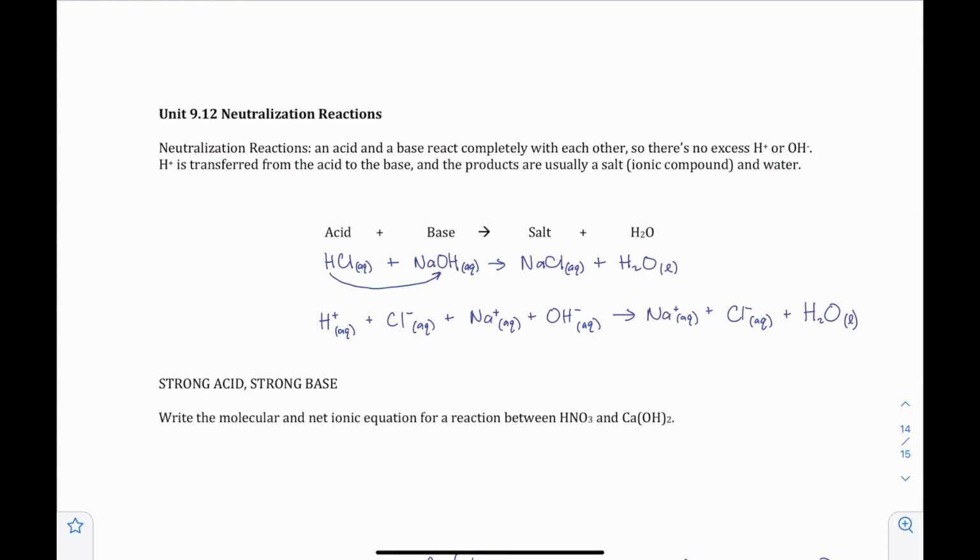Hydrochloric acid is a strong acid, so it dissociates completely into H+ and Cl-. And sodium hydroxide is a strong base, so it dissociates completely into Na+ and OH-. Sodium chloride is a soluble ionic compound, so it also dissociates in solution. And water doesn't dissociate very much, so we'll leave it as is.